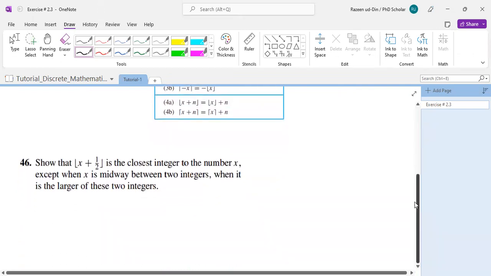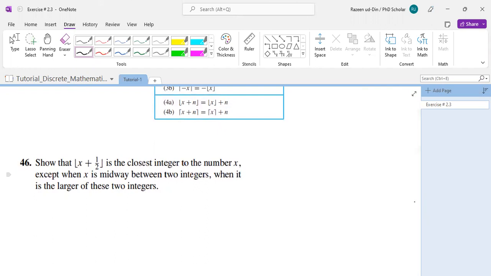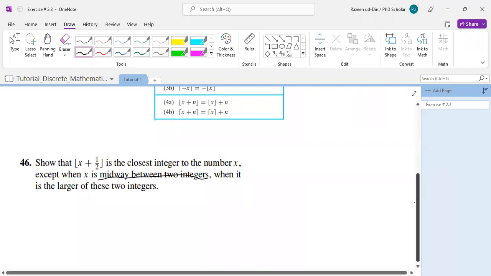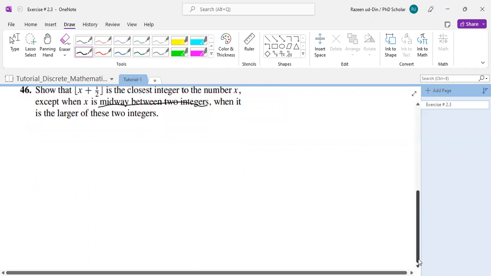Let's proceed to the first question. Show that the floor of x plus half is the closest integer to the number x, except when x is midway between two integers or when it is the larger of these two integers. So before going to this question, let's recall some previous knowledge. What does it mean to find the closest integer to any real number?